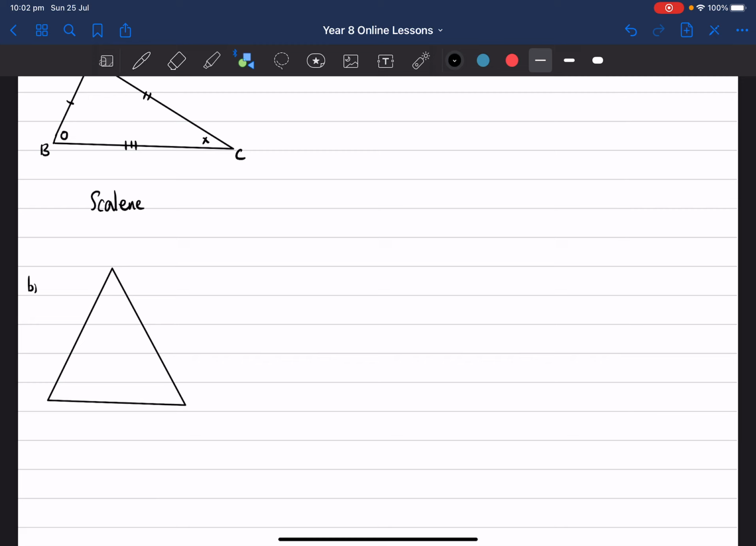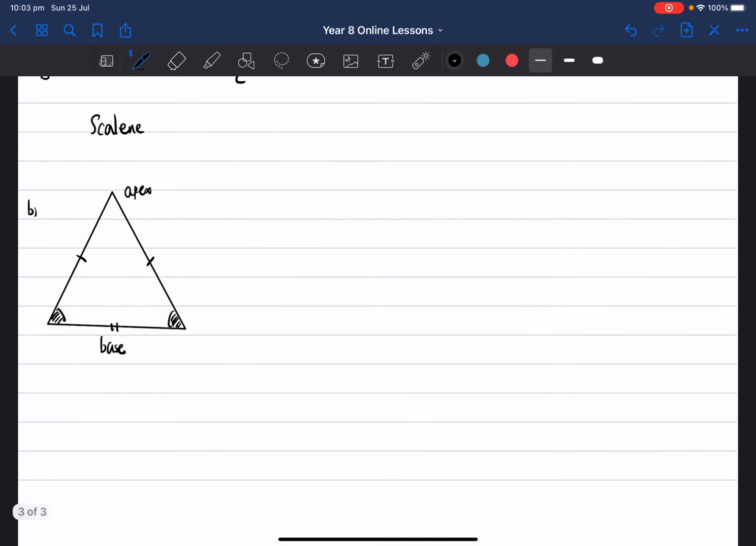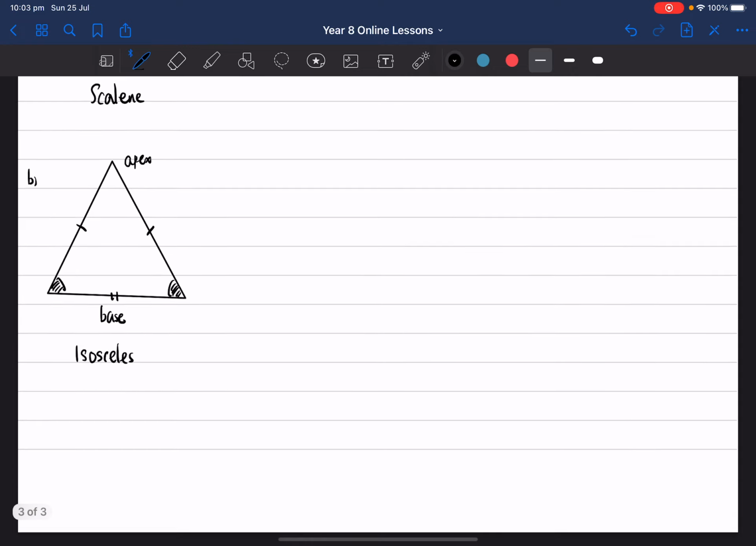If two sides are equal to each other, then we call these triangles isosceles triangles. Now this is the base of the triangle. This is the apex, or the vertex. And we've got two base angles that are equal to each other. That's the properties of the isosceles triangles. Isosceles triangles.